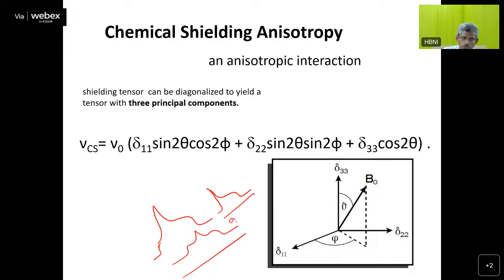Here, sigma 11 is equal to sigma 22, or delta 11 is equal to delta 22, and sigma 33 will be different. These are the symmetric chemical shifts. But in general, chemical shift is an anisotropic interaction, so the trace does not average out to 0. There is a specific value to the trace. The tensor can be diagonalized to a tensor with 3 principal components. That is what we call the principal axis system. That is the principal axis system I have shown here. This is the magnetic field and these are the principal axes, delta 11, delta 22 and delta 33. Under this condition, it can be diagonalized.